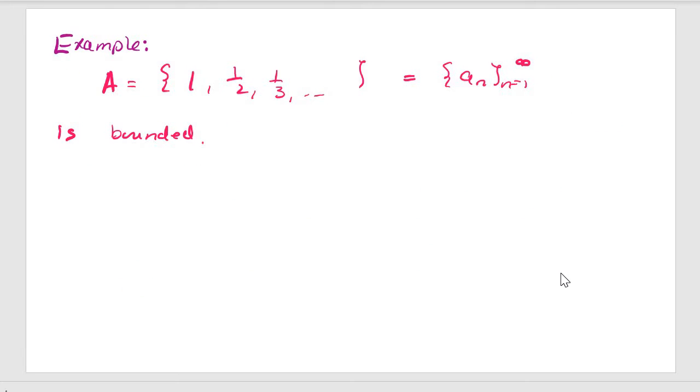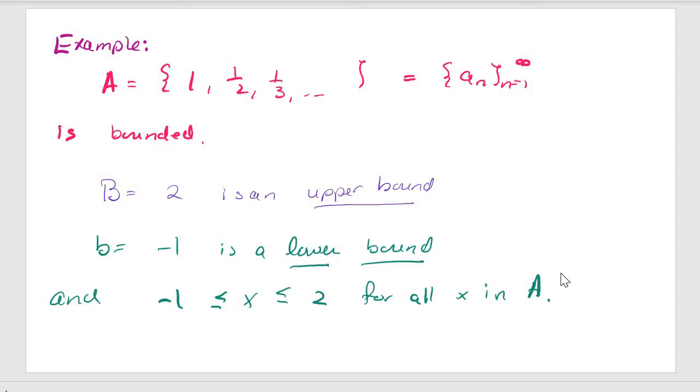So for example, if I have a sequence as a set, you can think of the y values of the sequence being the set A, and that's a bounded sequence. Why is that? Well, if I take capital B equals 2, that's an upper bound. Every single element in A is capped above by 2. For sure. And minus 1 is a lower bound.